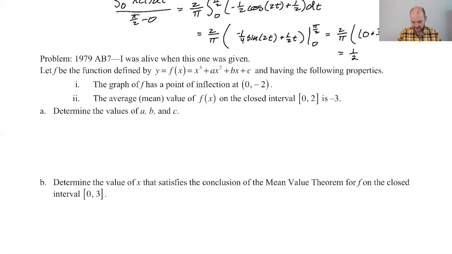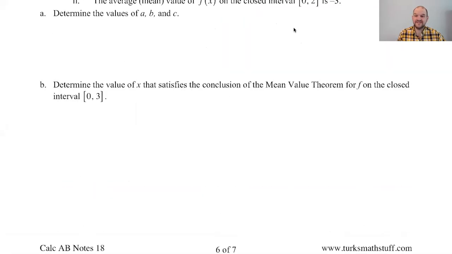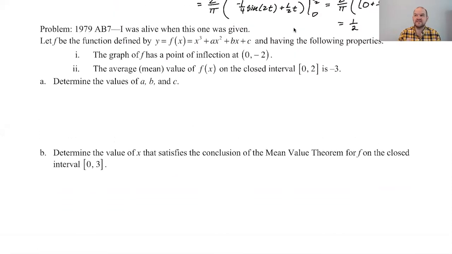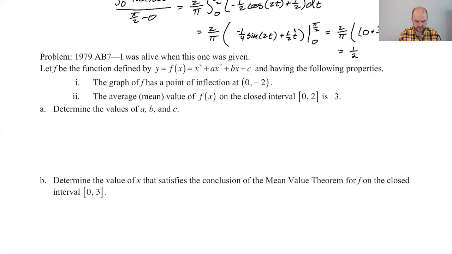All right, we're back. We're still on page 6 of notes 18 of Calc AB. We're talking about average value. We're doing old AP free response questions, which really is the way to get a good score on the AP exam. Just go back, do all the free response questions you can find. If you search for them, you can find pretty much all of them, and just get going.